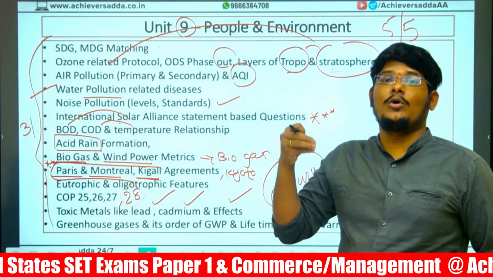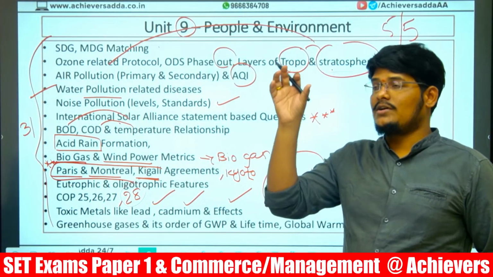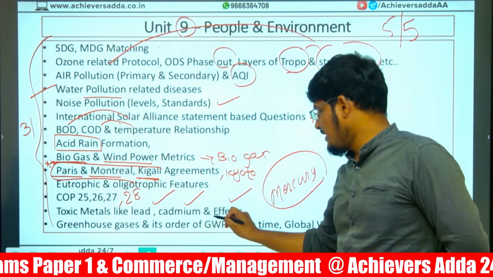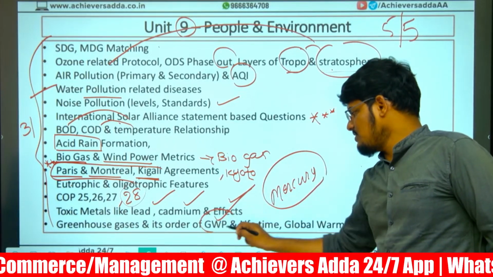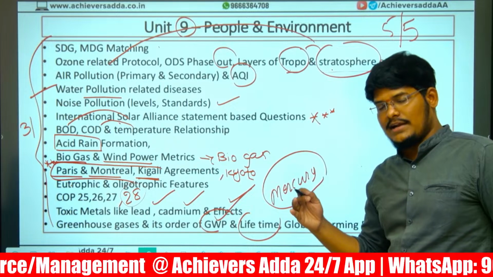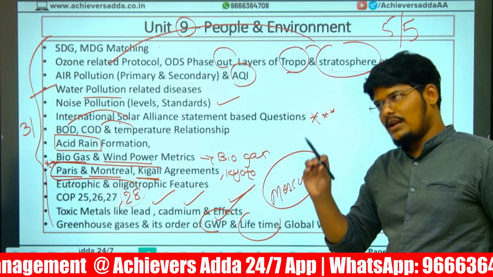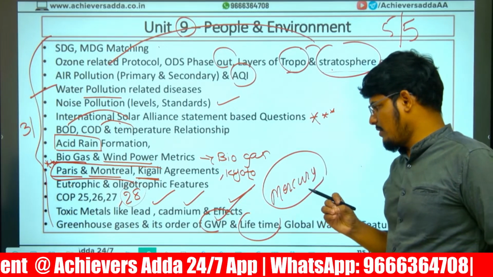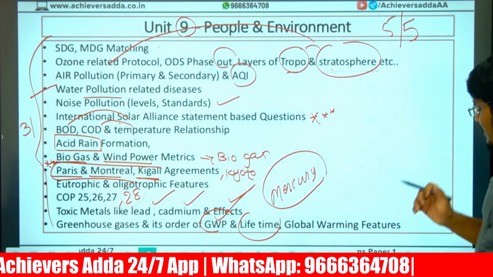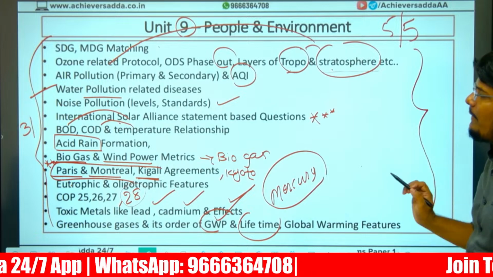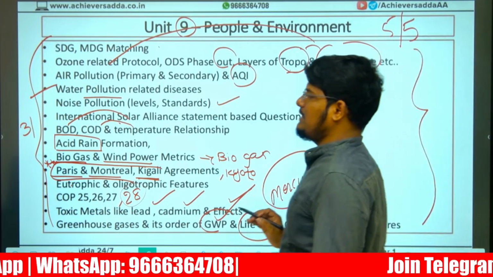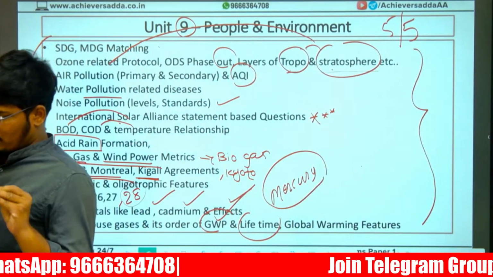Greenhouse gases. What are the types of greenhouse gases? Greenhouse gases, global warming features. Greenhouse gases, global warming potential. Greenhouse gases, lifetime. Potential and lifetime, ascending, descending order sequence. Lifetime and the global warming potential, and global warming features.